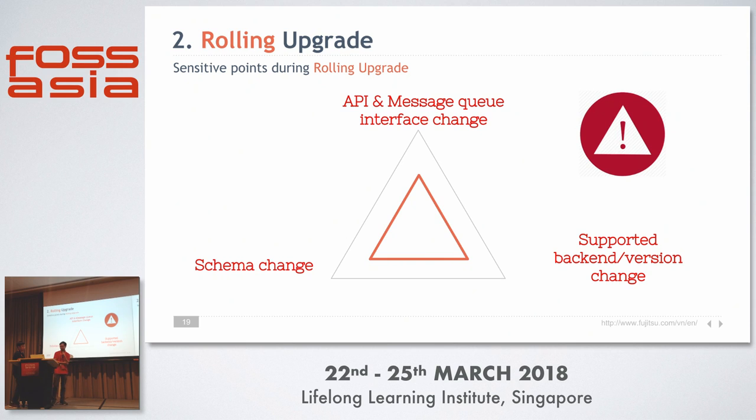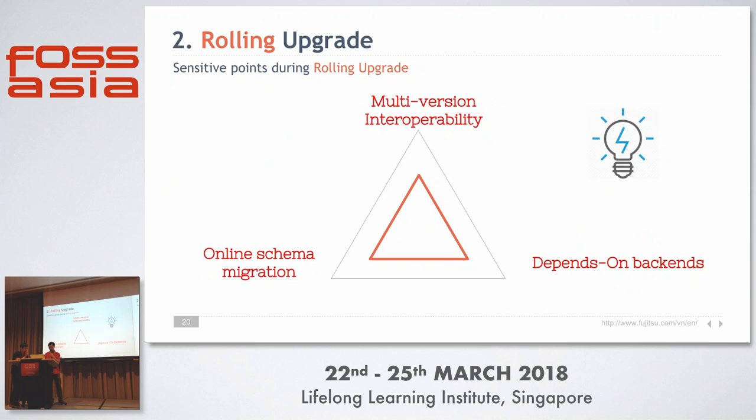we are using some backend that changes something in the new version. And during the upgrade process, we need to care about that, and maybe we can solve the problem with some code base. And this is the solution: we need multi-version interoperability for interface changes like HTTP and message queue interfaces. And we need a mechanism like online schema migration to migrate the database between the old schema and new schema, to get both versions working well in the same database.